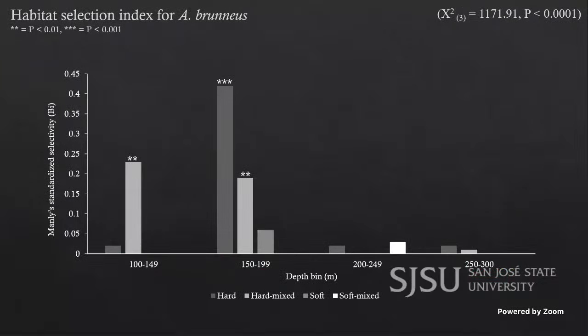Significant depth and habitat associations were found for A. brunnius. 3 of the possible 16 habitat depth groups had selectivity indices greater than random. Post hoc chi-square independence tests found that all 3 of these had significant associations. And these results here are suggestive that there's differential use of high induration habitats between 100 and 199 meters depth.